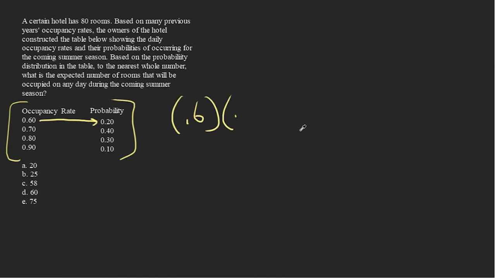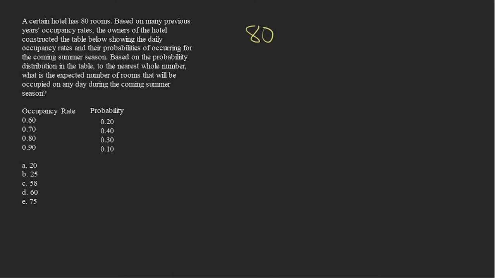Now, before I actually solve this, let's go ahead and read the problem and see if we can understand it. A certain hotel has 80 rooms. Based on many previous years' occupancy rates, the owner of the hotel constructed the table below showing the daily occupancy rates and their probabilities of occurring for the coming summer season. Based on the probability distribution in the table, to the nearest whole number, what is the expected number of rooms that will be occupied on any given day during the coming summer season? So let's analyze this. We have 80 rooms. There is a 20% chance that 60% of those will be occupied.